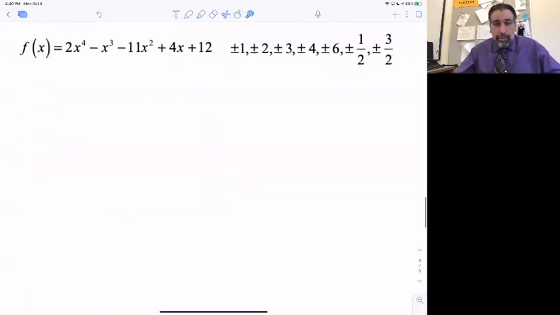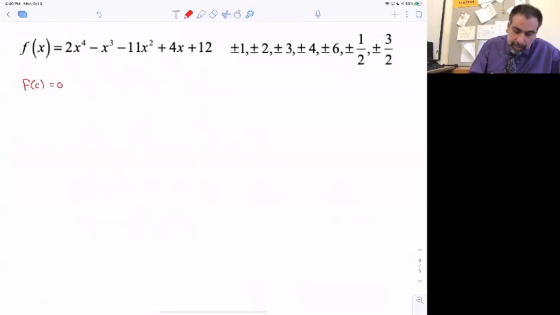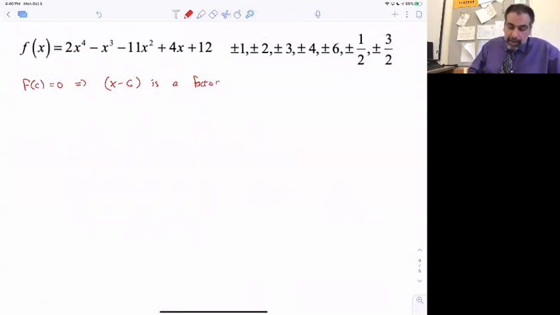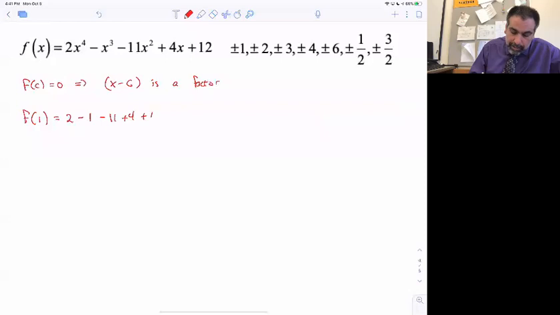I am going to use our property that says plug in one of the values, and if f of c is equal to 0, that means that x minus c is a factor. So we're going to test this. That comes from one of the earlier videos we did in this section. The first number I'm going to test is f of positive 1. If this equals 0, we know we've got a factor. So when I use f of 1, I'm going to get 2 minus 1 minus 11 plus 4 plus 12.